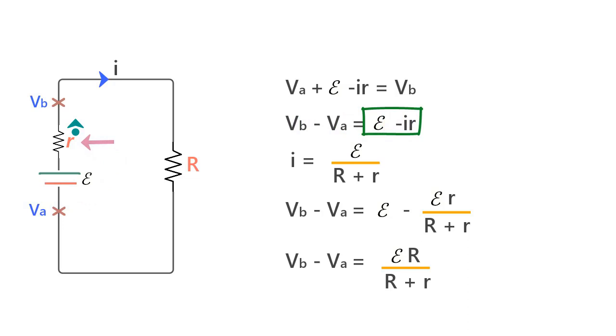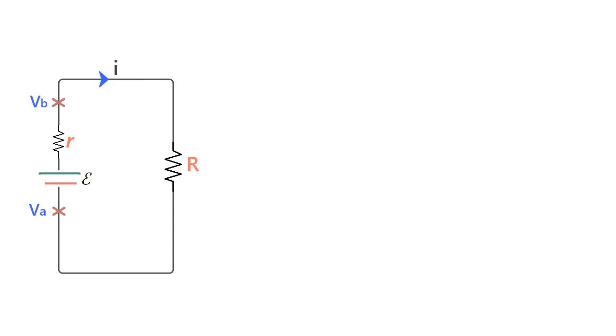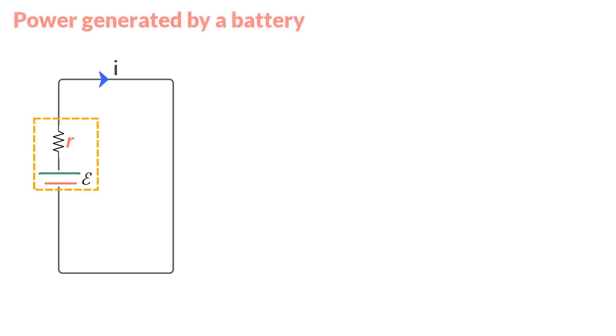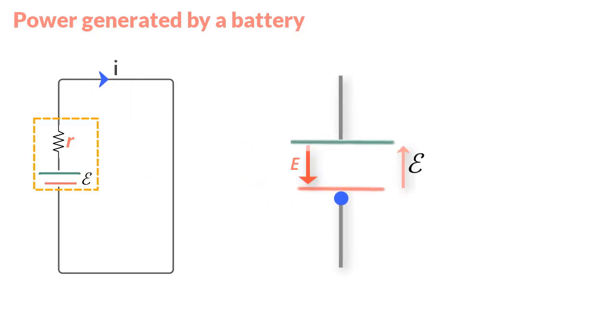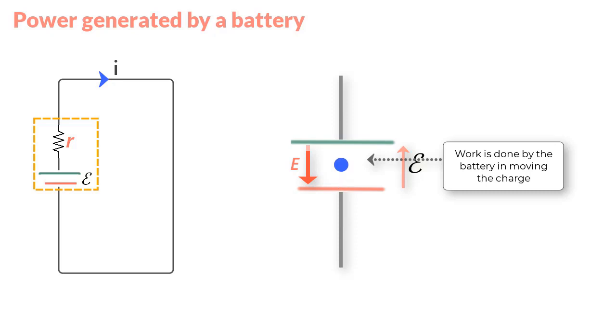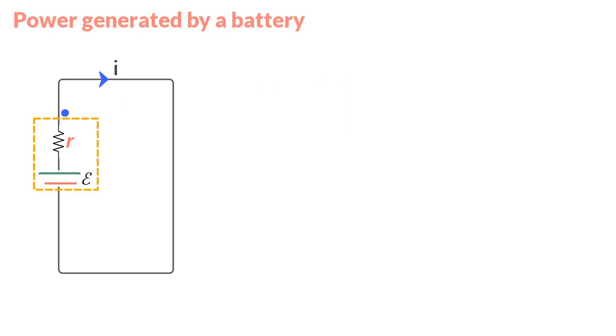Okay, let us shift gears and get an understanding of the power that a battery of EMF E can generate. So when a battery establishes current by doing work on a charge carrier, what is happening is that the chemical energy of the battery is getting transferred to the charge that enables it to move in the circuit and create current.